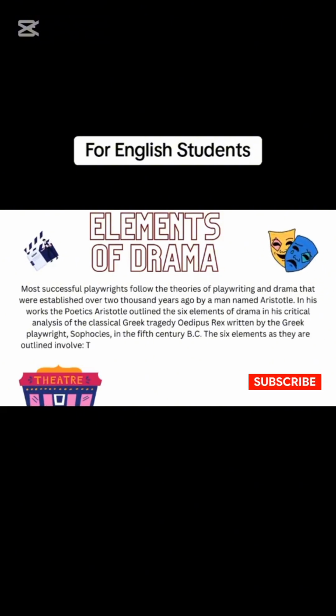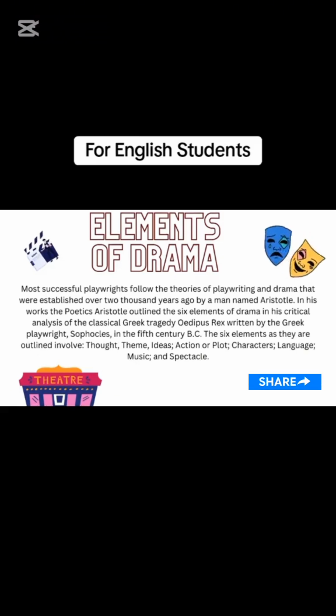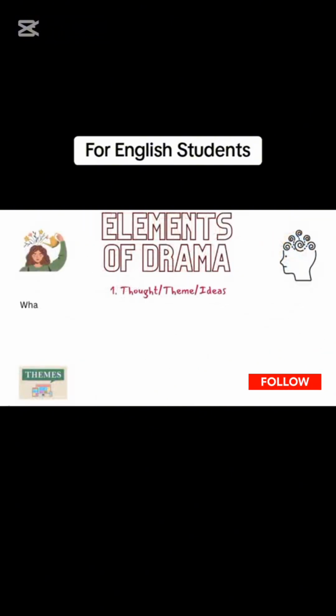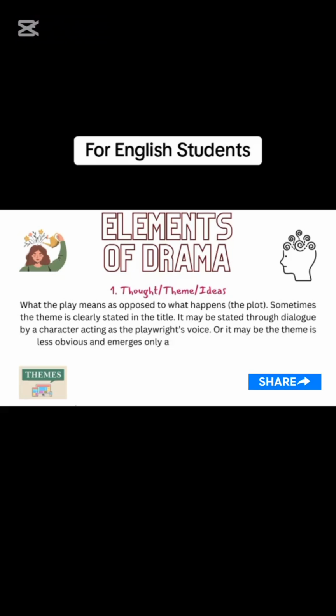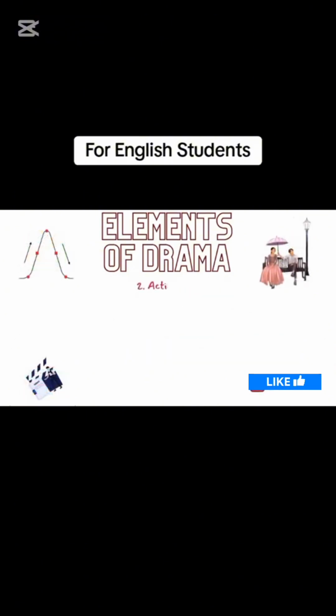The 6 elements as they are outlined involve thought, theme, ideas; action or plot; characters; language; music; and spectacle. 1. Thought, theme, ideas. What the play means as opposed to what happens, the plot. Sometimes the theme is clearly stated in the title. It may be stated through dialogue by a character acting as the playwright's voice, or the theme is less obvious and emerges only after some study or thought, the abstract issues and feelings that grow out of the dramatic action.